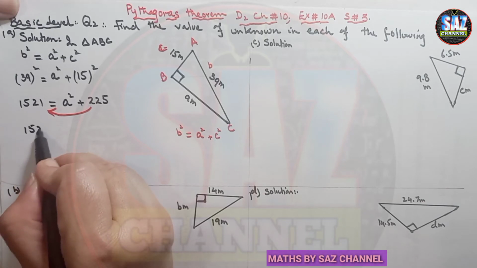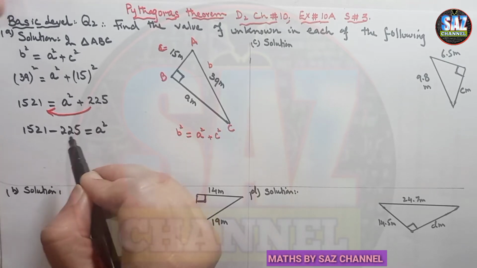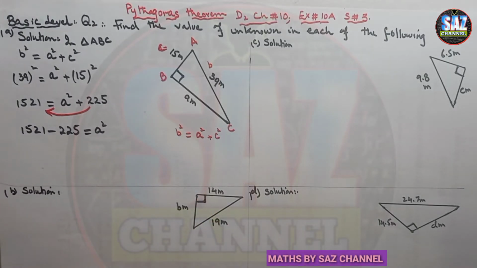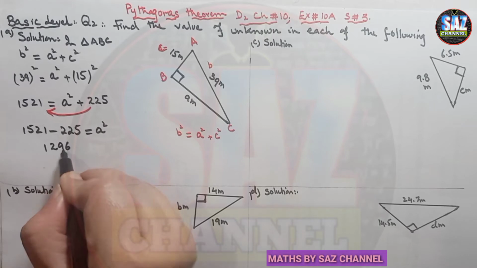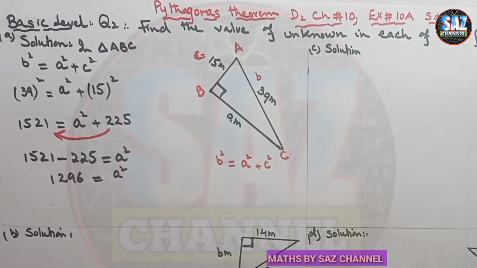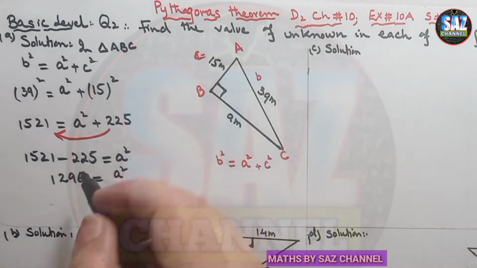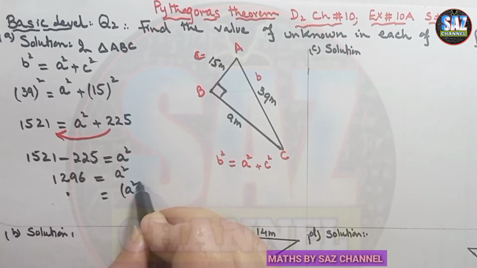This will give me 1521 minus 225 equals A square. Now we take away 225 from 1521, and this will give me 1296 equals A square, which is the unknown of the question. And now I have to take the square root on both sides.